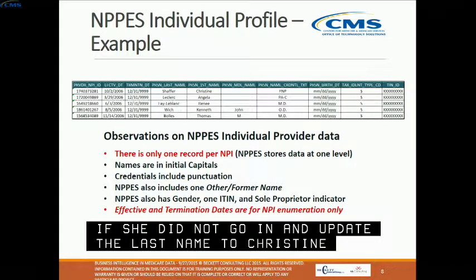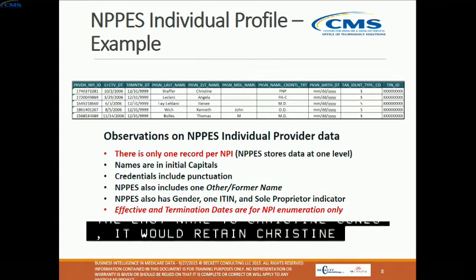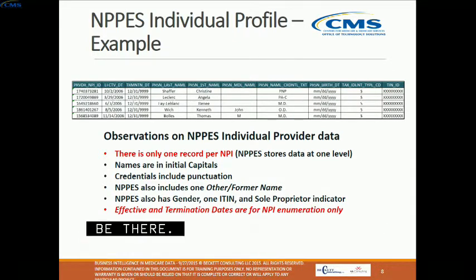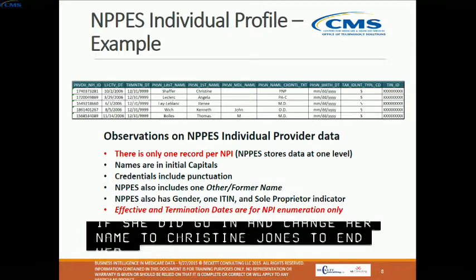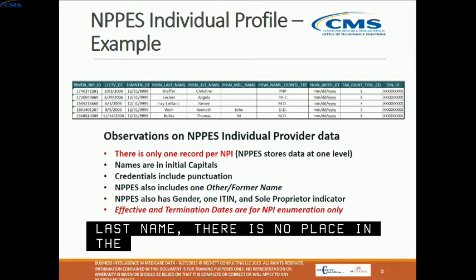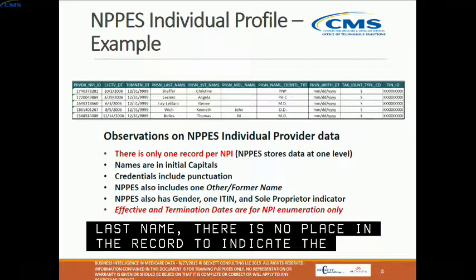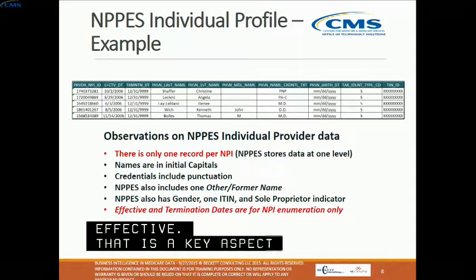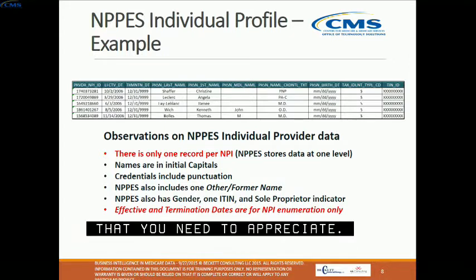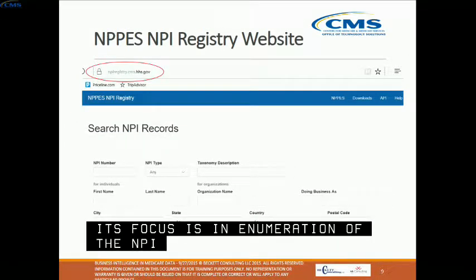If she didn't go in and update the last name to Christine Jones, it would retain Christine Schaefer, and that's what would be there. And if she did go in and change her name to Christine Jones to indicate that she had changed her last name, there's no place in the NPES record to indicate the date on which that name became effective and the date that her prior name was no longer effective. So that's a key aspect of NPES that you need to appreciate. Its focus is enumeration of the NPI, assignment of the NPI, and the dates associated with that. But there is a variety of other information.